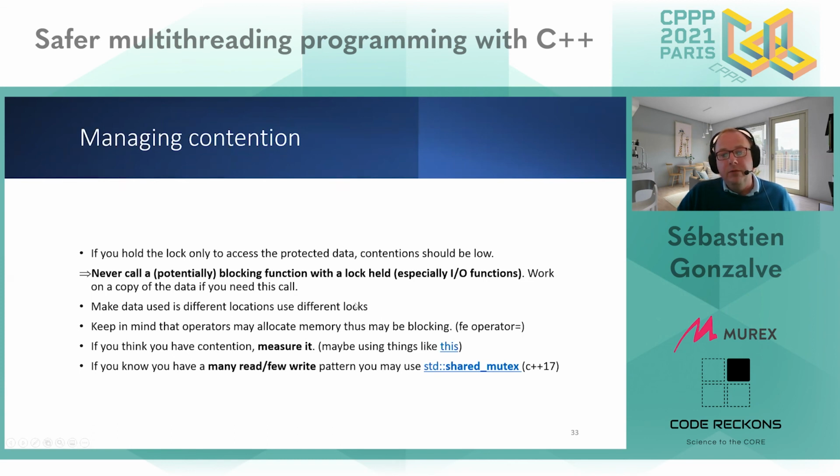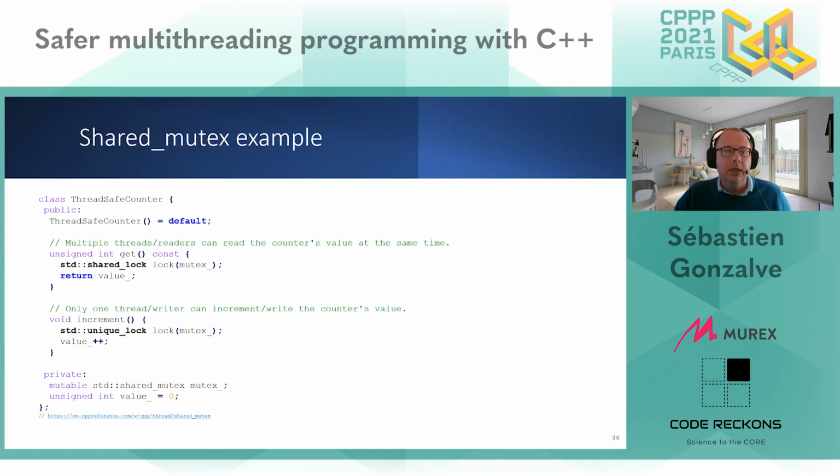If you have many readers and few writers, you may use a shared mutex, which is provided by C++17. So here is an example. Shared mutex allows you to say that when you are accessing in read, you may read from several threads at the same time. And it's only really locked when someone is trying to write. So if you mainly read and rarely write, you should look at that. It may be useful in some situations.